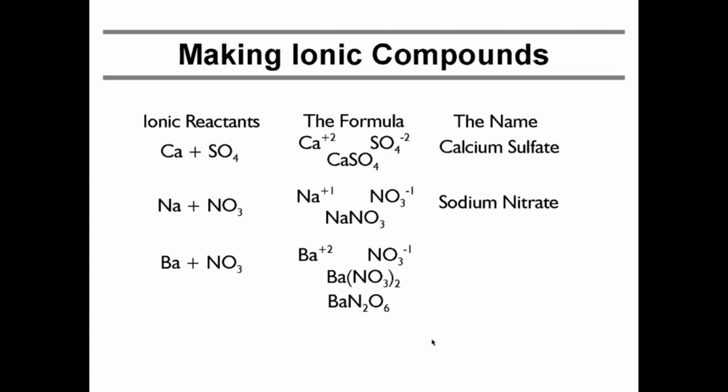You could theoretically write it as BaN2O6. It's not wrong, but then you cannot easily see the name that goes with it, which would be a nitrate. I like to write it this way because then I can immediately see, oh yeah, it's a nitrate. It has an NO3 group, so it would be barium nitrate right there.